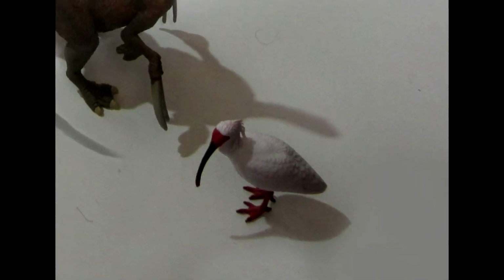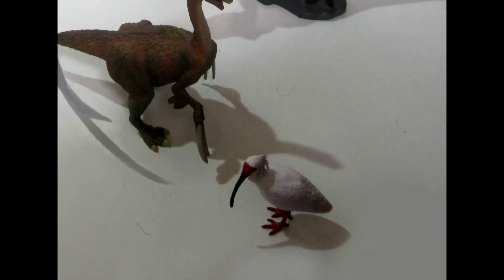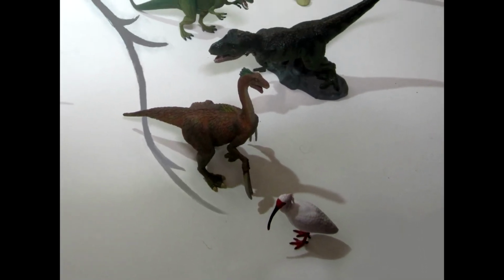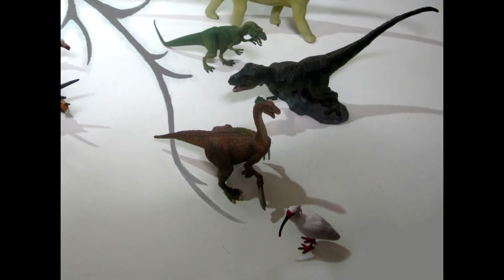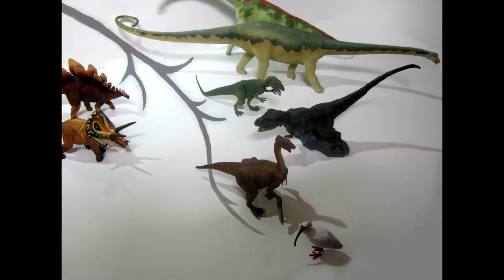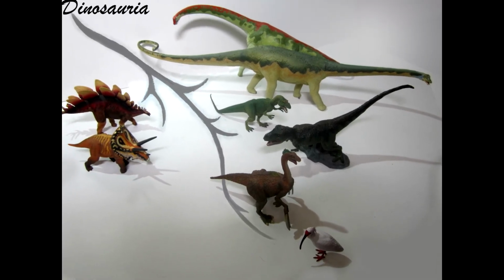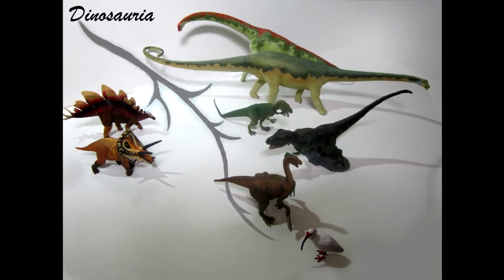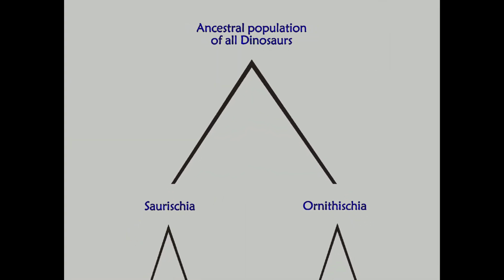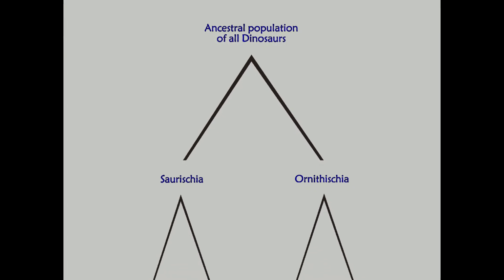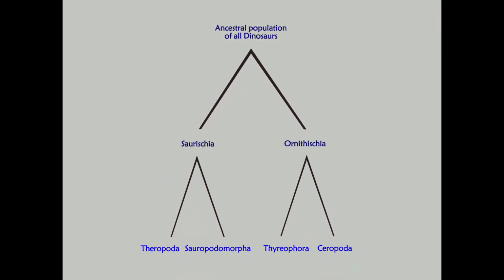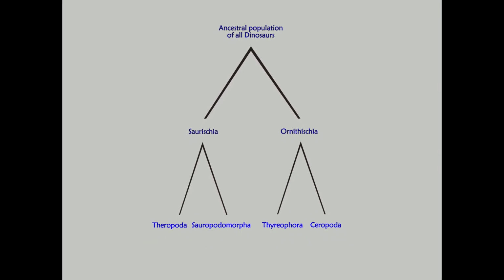The important point here is that birds are more closely related to other saurischians like Allosaurus and T-Rex, and even Diplodocus and Brachiosaurus, than they are to the various groups of ornithischian, like, say, Stegosaurus or Triceratops. Of course, no sooner did the first population of primitive dinosaurs diverge into saurischians and ornithischians than each of those populations then split into two groups.